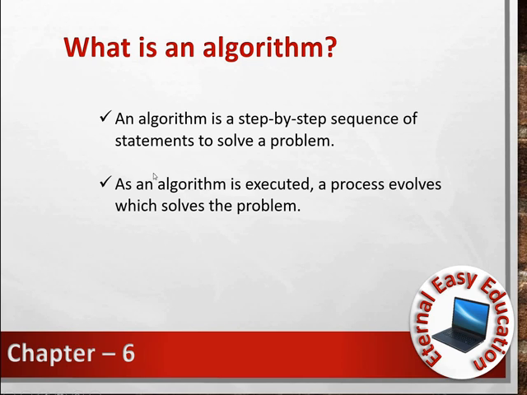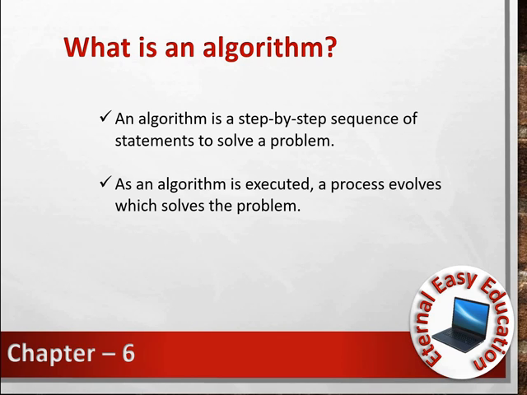For example, take that you want to prepare a tea. How to prepare a tea? That is the problem or that is the question. Then what is the result or how to achieve the result? Then there will be some sequence of steps to reach the solution. That sequence of steps can be treated as an algorithm. As an algorithm is executed, a process evolves which solves the problem.